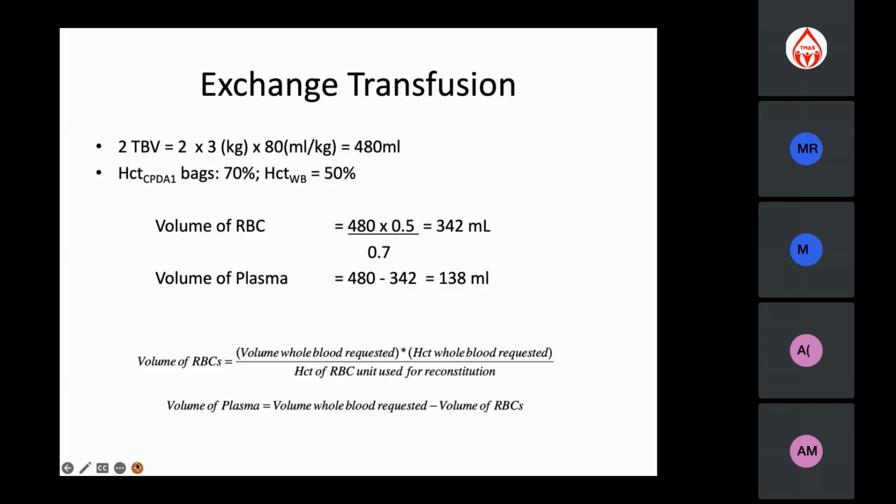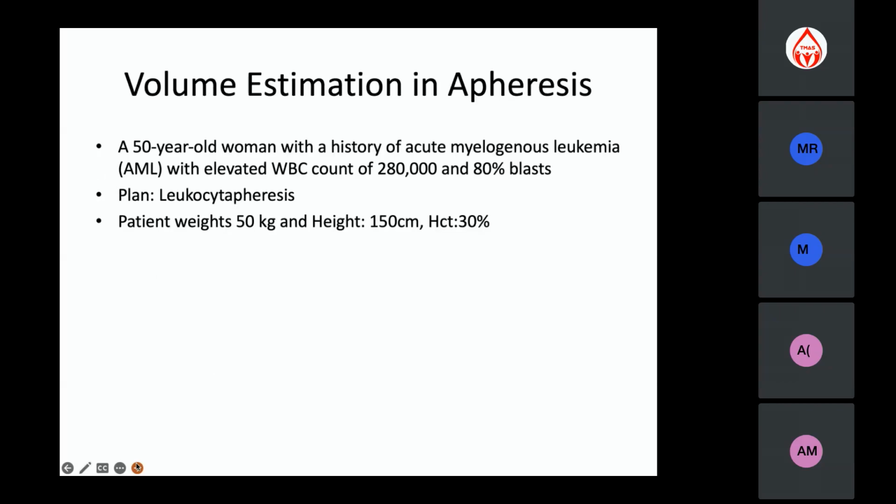Now we need to reconstitute the blood into reconstituted whole blood. The plasma, in most cases, will be AB plasma. The AB plasma required will be the 480 ml minus the RBC requirement of 342 ml, that is 138 ml. This way we can estimate the volume of RBC as well as plasma for reconstituting blood for exchange transfusion. So that is about the antenatal case and the calculations involved.